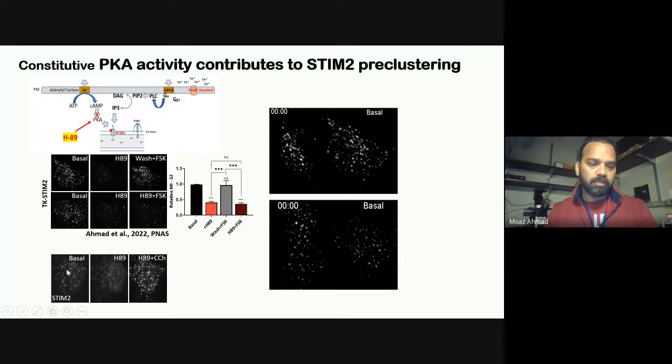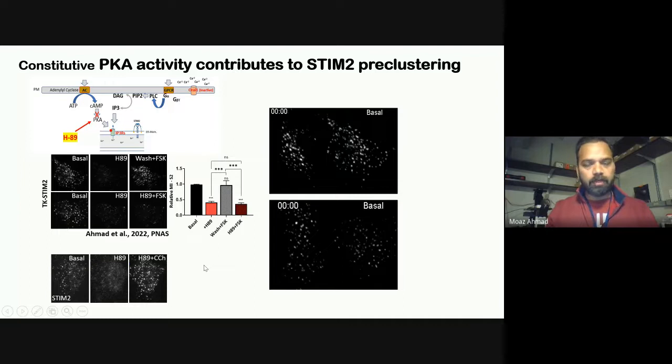So here are the Stim2 basal clusters, and when we use the H89 compound, it basically reduces the Stim2 basal clusters. And when we put the 100 micromolar carbachol in the presence of H89, still it is able to cause a significant increase in the Stim2 clusters. So this suggests that when stimulating this PLC with high agonist in this scenario, the cyclic AMP pathway becomes redundant.